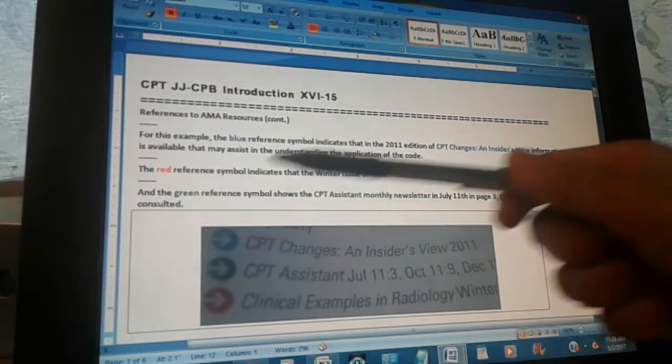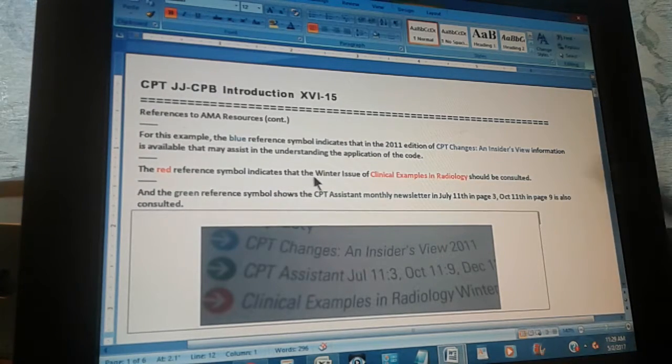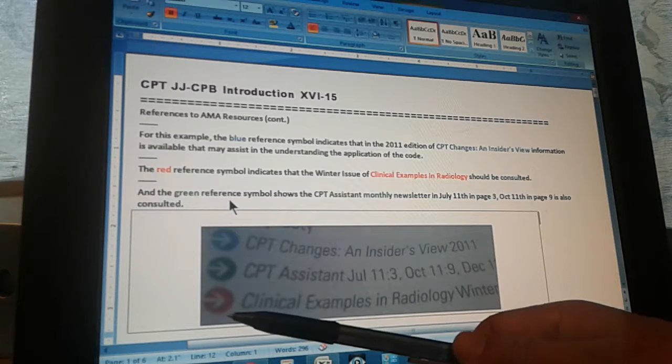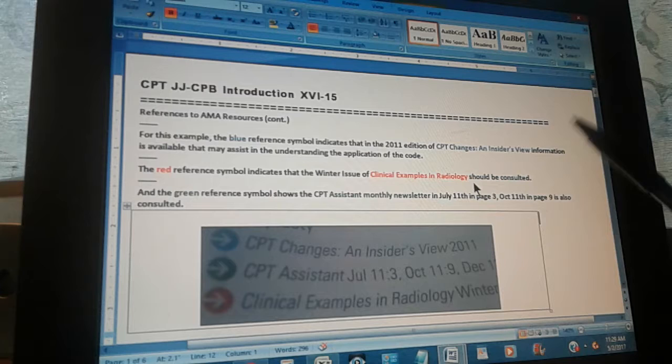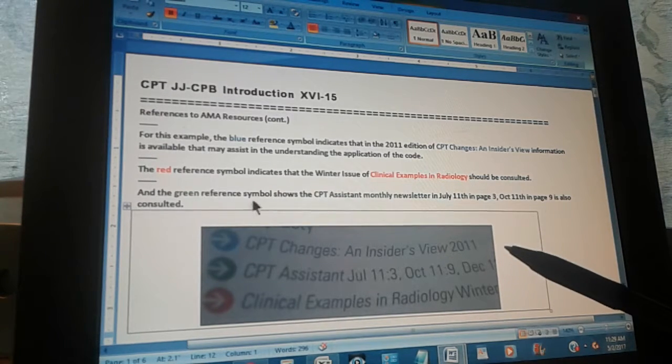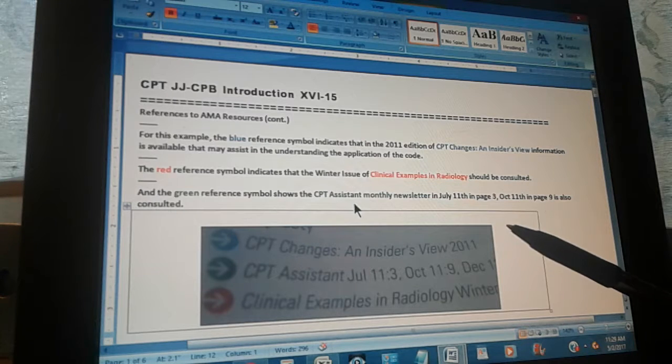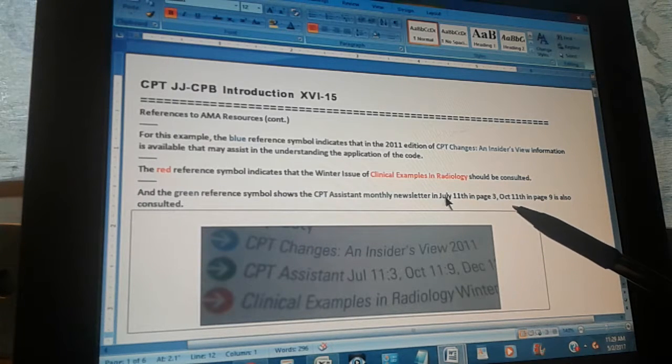Now, the red reference symbol indicates that the winter issue of Clinical Examples in Radiology should be consulted. There's the red one right here, and it points you to Clinical Examples in Radiology. And the green? The green reference symbol shows that the CPT Assistant Monthly Newsletter, July 11, page 3, and October 11, page 9, should also be consulted.